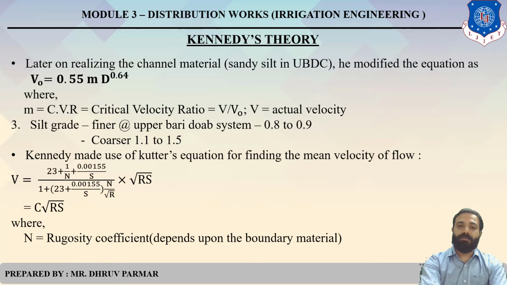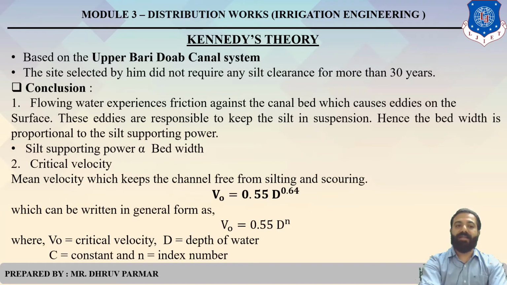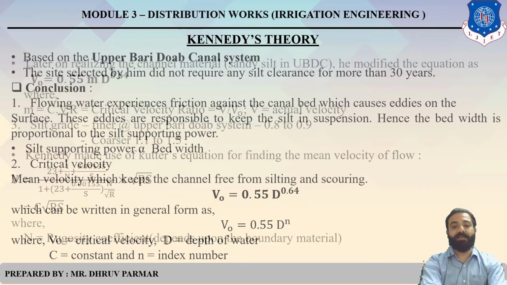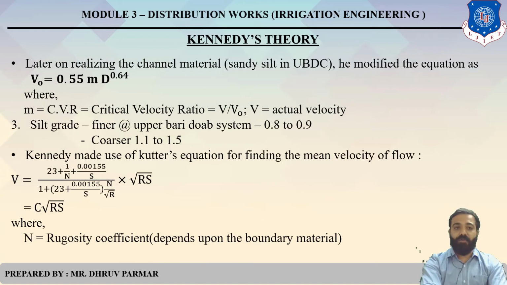So this is the theory of Kennedy. There are three points in the conclusion, and Kutter's equation is used to find the velocity. It is based on the Upper Bari Doab canal system, which did not require silt clearance for more than 30 years. Clear? Please remember the formula V0 = 0.55 m D^0.64 and Kutter's equation.